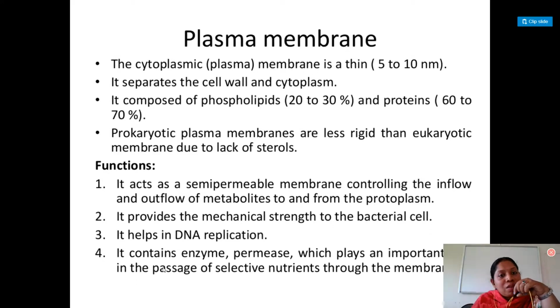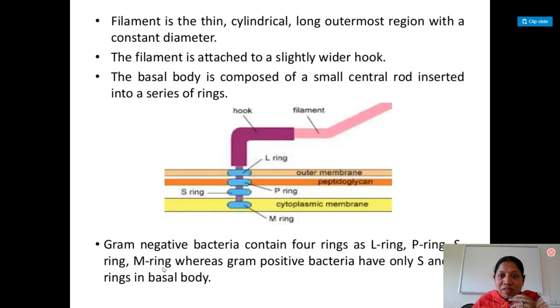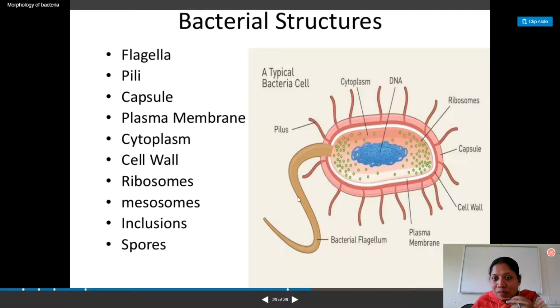The next important one, which we call the cell membrane, cytoplasmic membrane or plasma membrane. So let us go with the plasma membrane. The cytoplasmic membrane is thin, about 5 to 10 nm. It is separated from the cell wall as well as the cytoplasm. You can see here, yes, this is the cytoplasm and this is the cell wall. So it is a separate unit which we call the plasma membrane. Yes, the white structure.